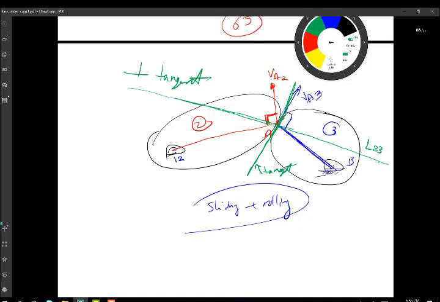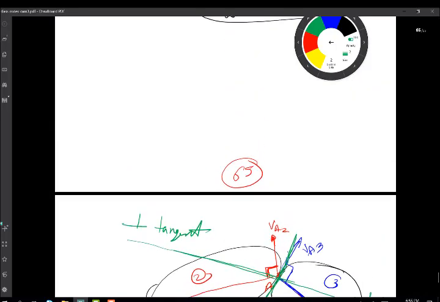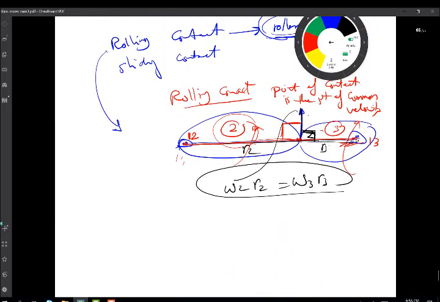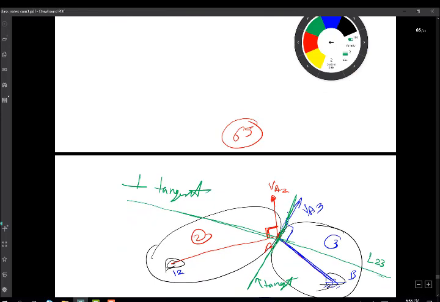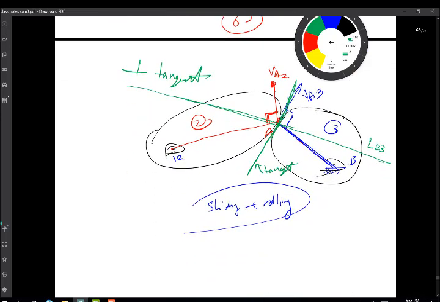Okay, now let me just quickly remind you that for rolling contact, the point of common velocity was the point of contact itself. This is the point of common velocity. So I should call this point 23 here, right? Whilst if this was another type of contact, where I'm not 100% certain it's rolling, I have to draw a tangent and then perpendicular to the tangent, and this will give me where the point of common velocity is going to fall.